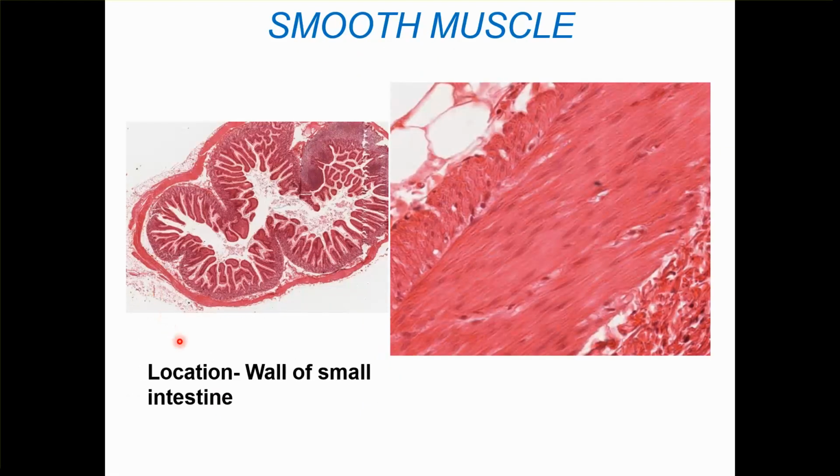Now coming to smooth muscle, the location is in the wall of the small intestine, okay, and the shape of the muscle is spindle-shaped muscle fibers, okay, spindle-shaped cells.